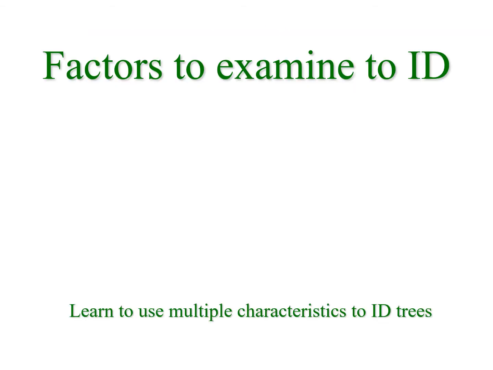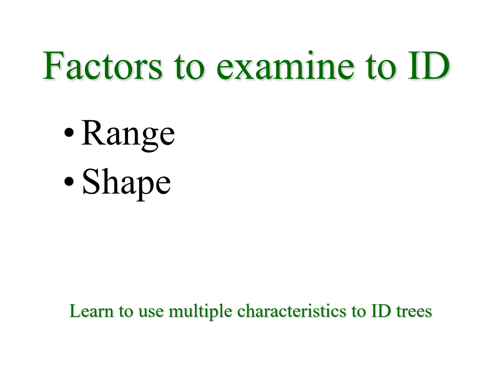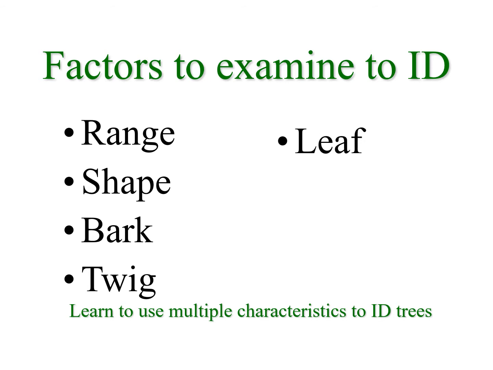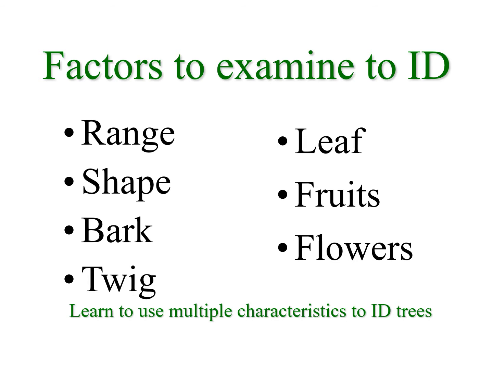When examining a tree for identification, it is important to use multiple characteristics to confirm our identification. These could include the range of the species, the overall shape of the tree, the bark may have a particular feature, the twig arrangement, the leaves may be very unique, the fruits, and the flowers. Let's look a little more closely at each of these characteristics.